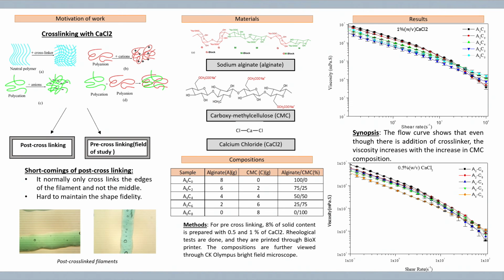For the material preparation, alginate and carboxymethylcellulose were mixed at 8% of solid content, 1% and 0.5% of calcium chloride was used, and sets of rheological investigations including the flow curve, 3ITT, and amplitude tests were done. The results from the flow curve show exactly what we wanted to see. Upon the application of pressure, the viscosity decreases even while pre-cross-linking. Next slide, please.